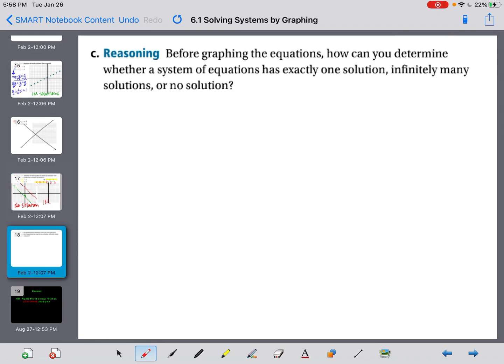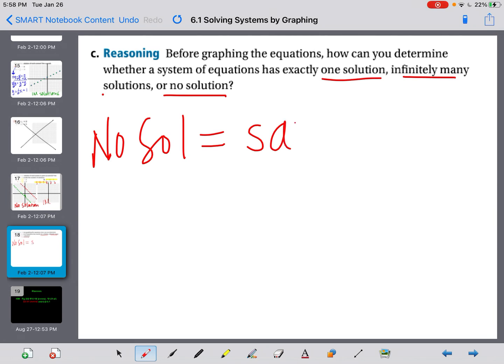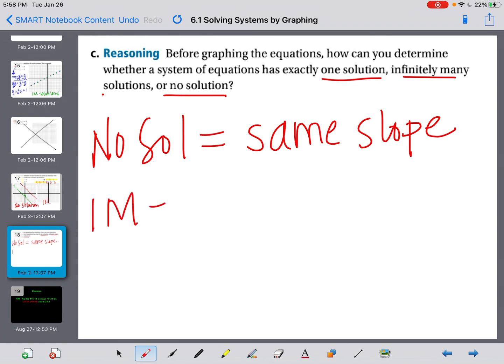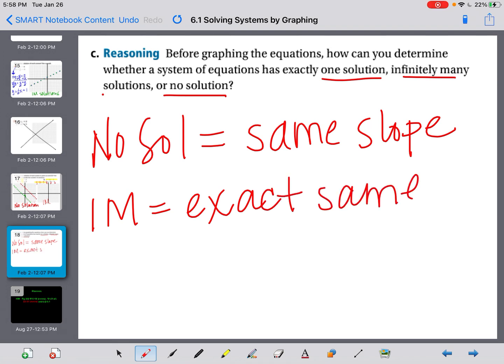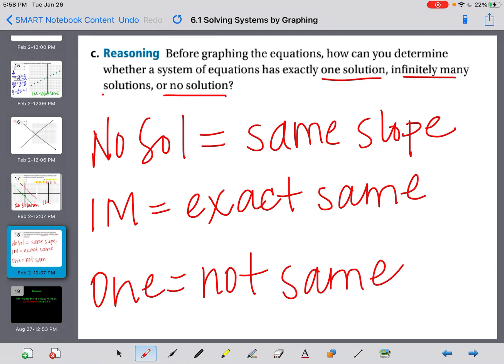Okay, last thing that we're going to talk about before we're done. Before graphing the equations, how can you determine whether a system of equations has exactly one, infinitely many, or no solutions? Okay, well, we just discovered that they have no solution if they have the same slope, because that makes them parallel, which means that they will never touch. Infinitely many solutions is when they're the exact same line, so exact same equation. One solution is when they are not the same. So they're two separate lines that have to cross somewhere.